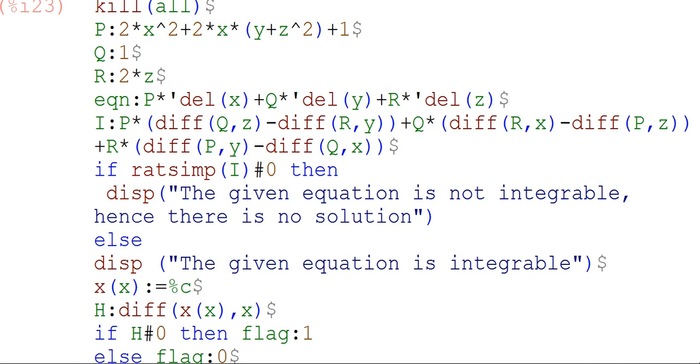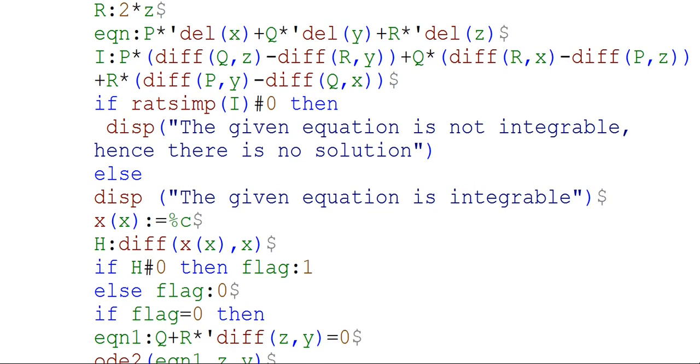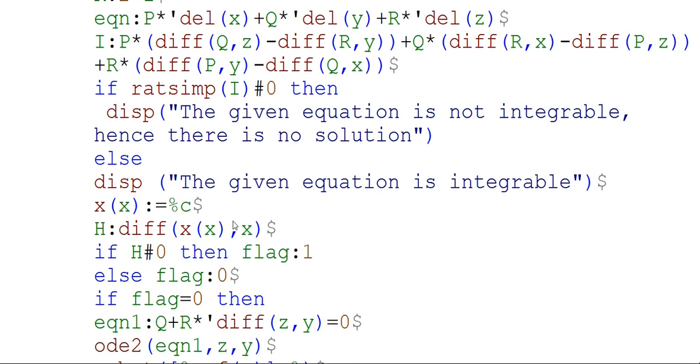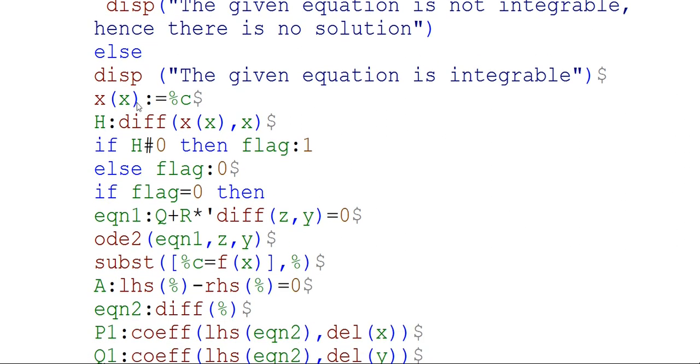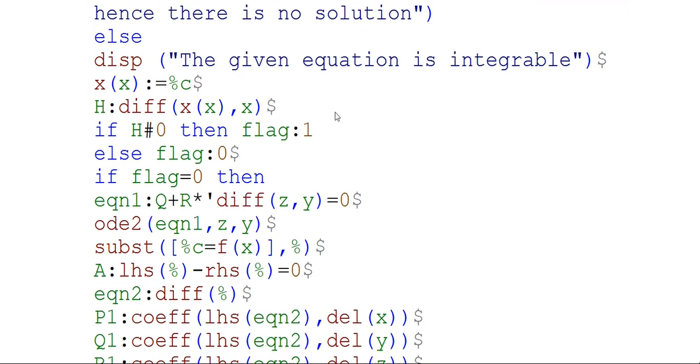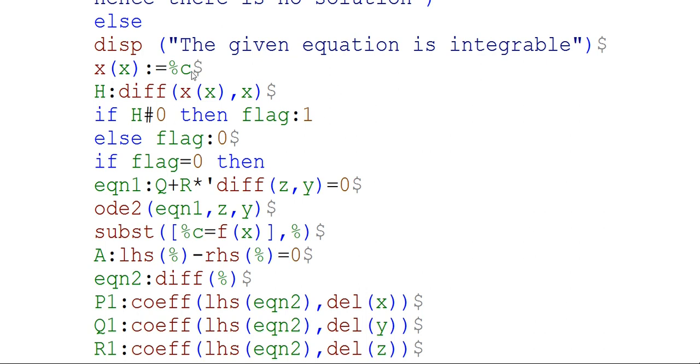So if it is integrable, then I should proceed with the statement there. What we did when we did the sum manually in the previous video, we took x variable as constant. So now we are taking here X of x is equal to constant. All the constant terms in Maxima will be taken as percentage c. So I took here also percentage c as the constant. So percentage is nothing else here. It is a constant. Since I took X of x, it is a function. Whenever we are defining a function in Maxima, we should put both colon and equals.